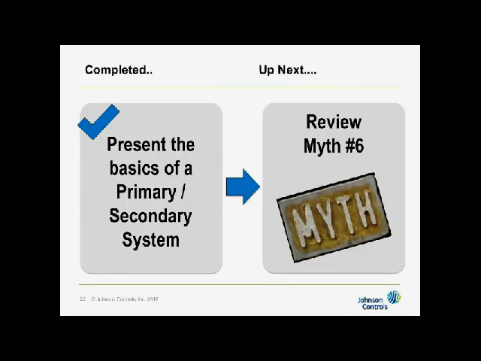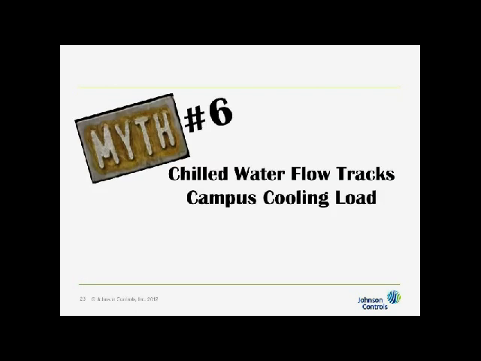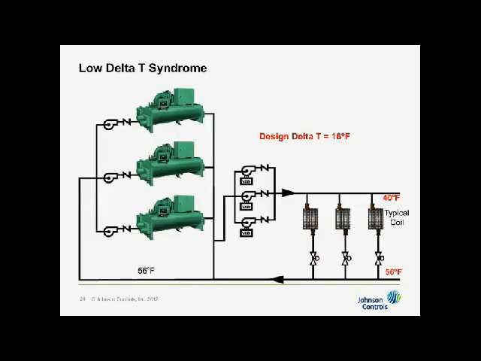So that presents the basics of primary-secondary, but now we need to look at myth number 6, which is going to be centered around primary-secondary to start with. Myth number 6 is that the water flow tracks the load. Chill water flow tracks load. That's the myth. Let's take a look at why it does not do that.